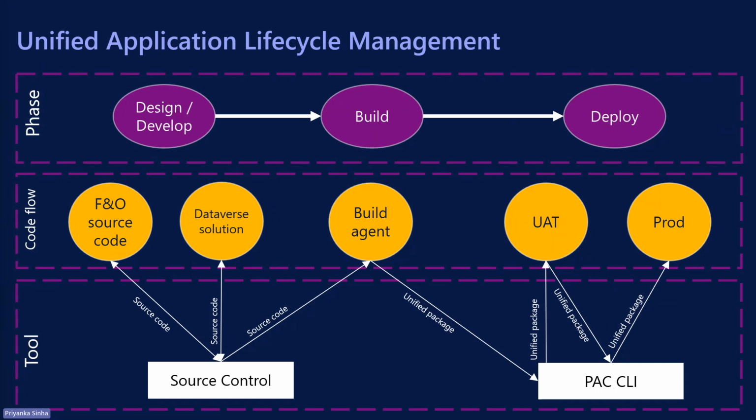When we initiate an implementation project, the design and development phase will involve developments either in FNO or in Dataverse, or in both FNO and Dataverse. And the source code will be stored in source control, as we always do. And through the use of a build agent and build pipeline, we will obtain a unified package. To deploy this unified package to target environments, we need to have PackCLI. We will be providing more details and demonstrations in upcoming slides about PackCLI, how to install and how to use.